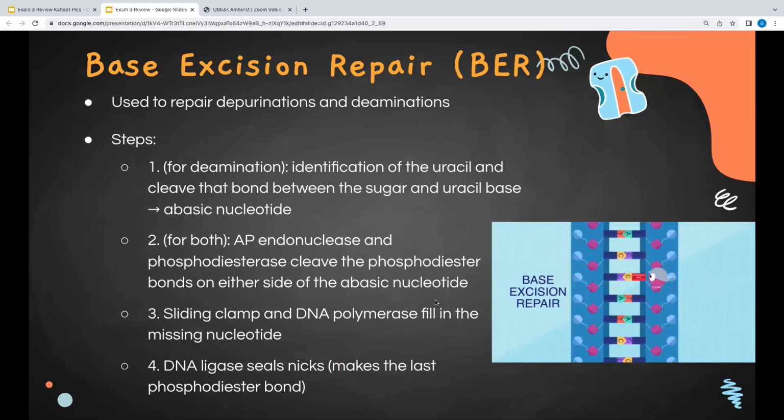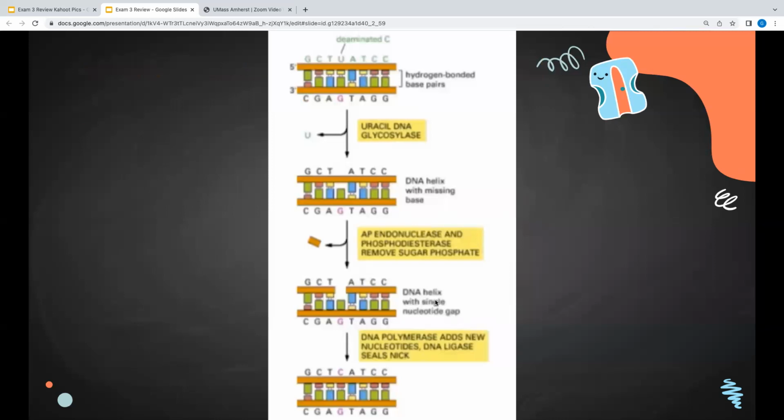So now we have this gap. How do we fill the gap? DNA polymerase and sliding clamp. And then at the very end, you're going to have a nick on the 5' end, so you're going to need DNA ligase to seal that. If we look at this, it's a little bit more clear, I think. At the very top, we start with the deamination, but as we go down, this is basically a depurination. We use two endonucleases. We cut here, we remove the base. We have this gap, so we need to fill it with the polymerase, sliding clamp, and ligase.